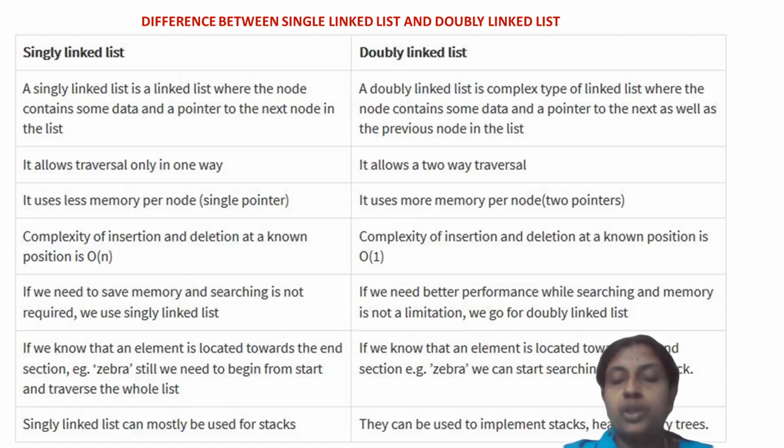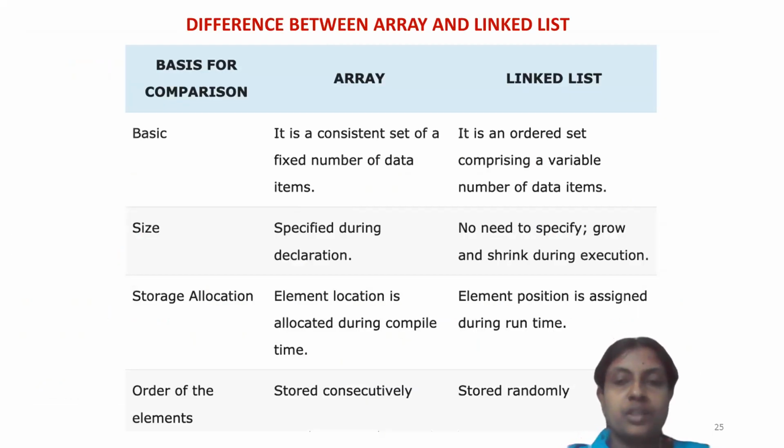So a single linked list can be used for an application like a stack. A double linked list can be used to implement stacks, binary trees, and these concepts. What is a stack? A stack is another type of arrangement of data. How a linked list is one type of arrangement, a stack is another type of data arrangement, which we will discuss in our next chapter. Next, we will quickly discuss the difference between arrays and linked lists.